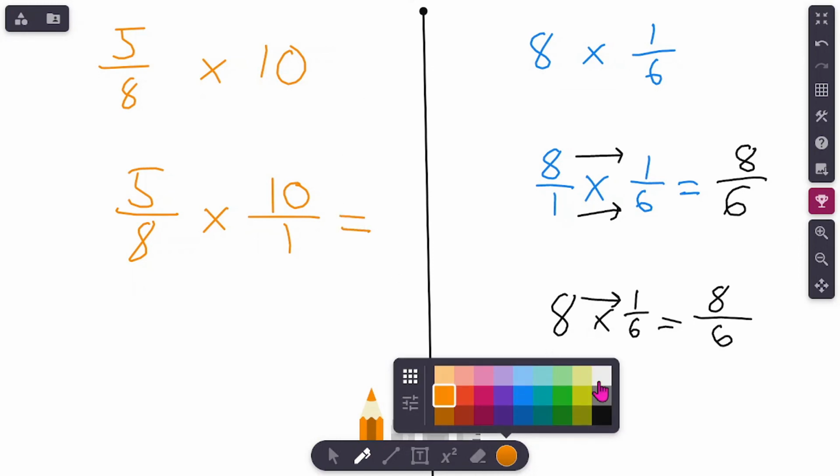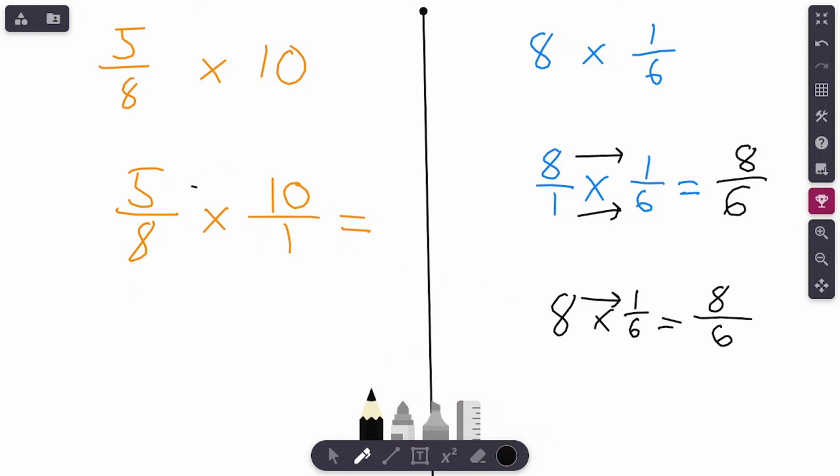All right, so multiply straight across. 5 times 10 is 50. 8 times 1 is 8. And there is your final answer, 50 over 8. There you go, ladies and gentlemen.